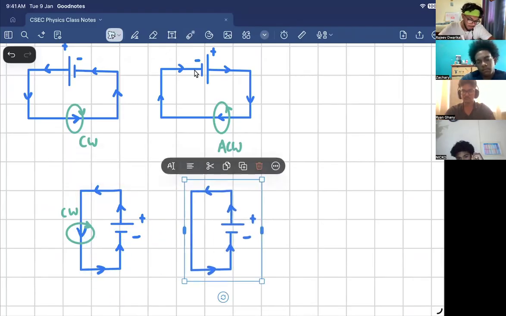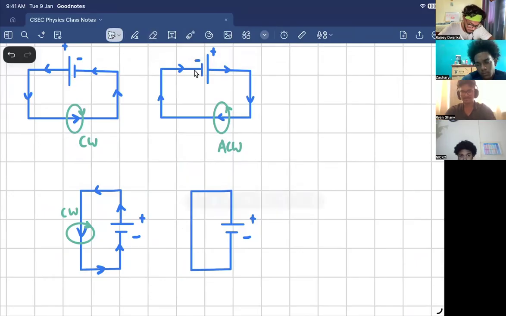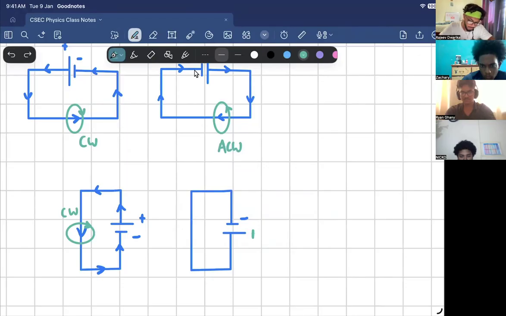Ryan, I feel like you're a little confused, and that's understandable. Or are you not? No, sir. You're not confused? Alright, so talk to me, Ryan. It will go from positive to negative.